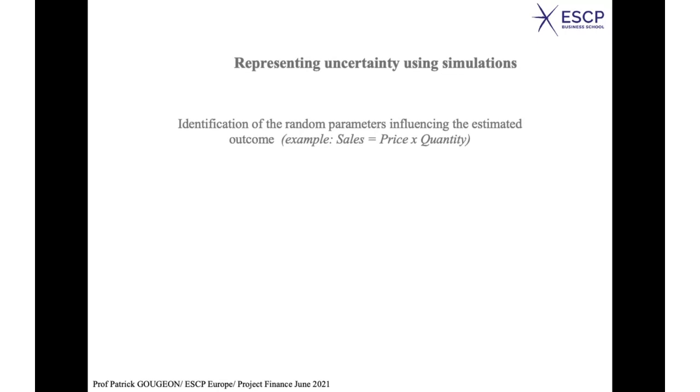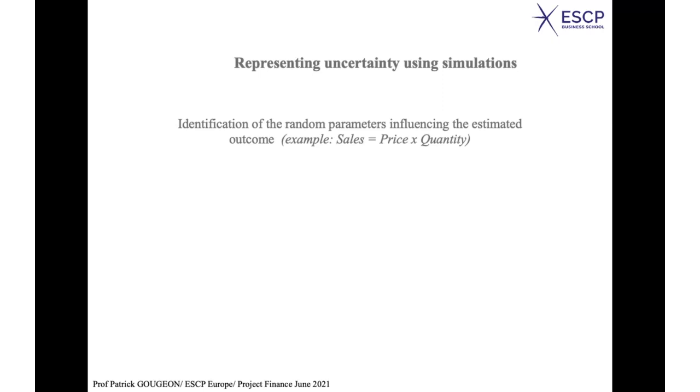I'm taking a very simple example here. Let's assume that what you want to know is the amount of sales for a period of time, let's say for 1 year. And you will say that sales are price times quantity. But indeed, you don't know exactly at which price you will be able to sell. And for this price, you don't know exactly what the quantities are. So price and quantity here, in this very simple example, are the 2 parameters which will determine the level of sales.